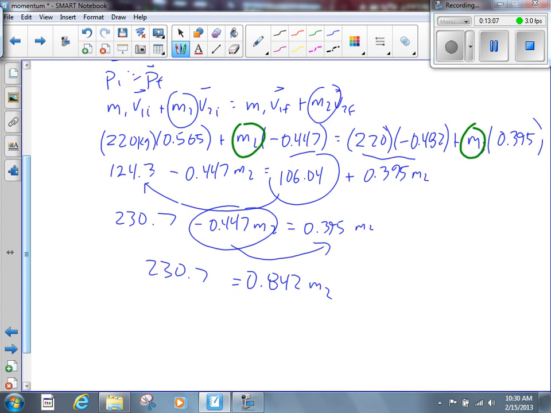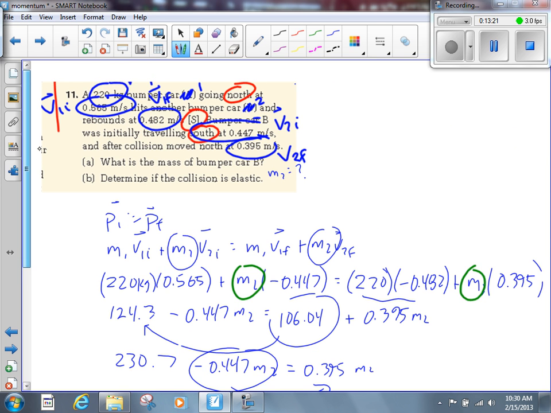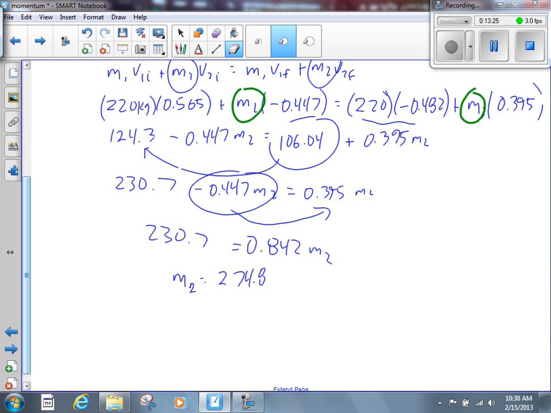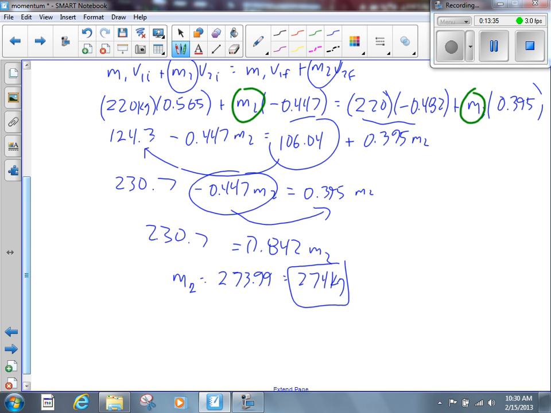Now, of course, we've got to divide 230.7 divided by 0.842. What do we end up getting for the mass there? 274.8, which we're going to round to, I think it's 3 digits here. 273.99, okay. Which is going to round to 274 kilograms. Perfect timing. Does that make sense how we combine those m terms? That's the real challenge that people had, I think.